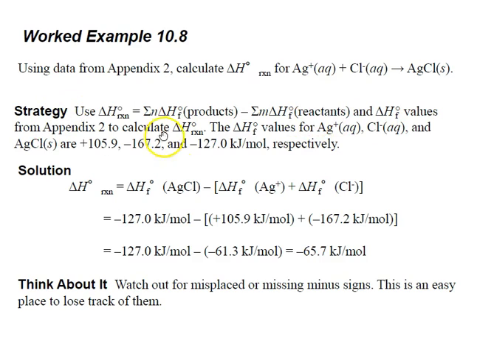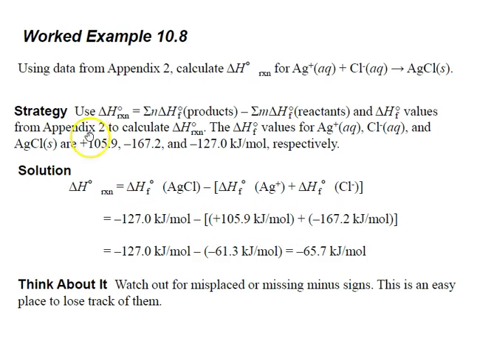So we can look up these values, and there should be 3 of them: the silver chloride solid, chloride, and silver. When we look them up, they're all in kilojoules per mole. This is 105.9 for the silver cation, negative 167.2 for the chloride, and negative 127 for the silver chloride solid. The product is silver chloride, so we'll write that first. That's the negative 127.